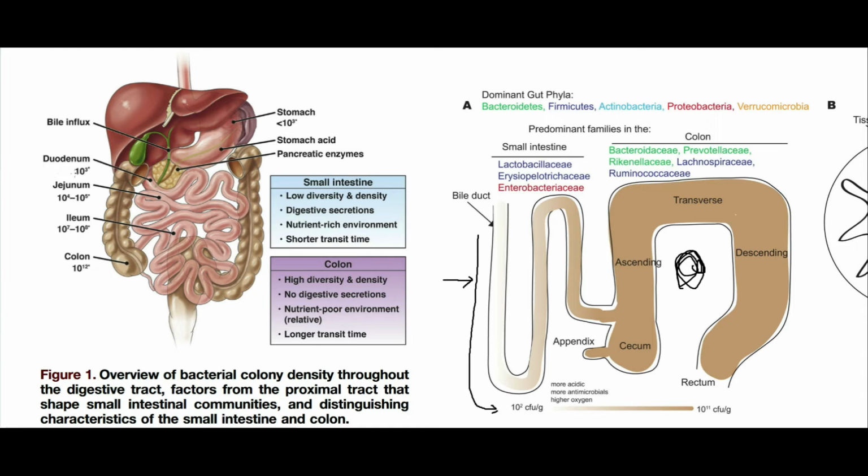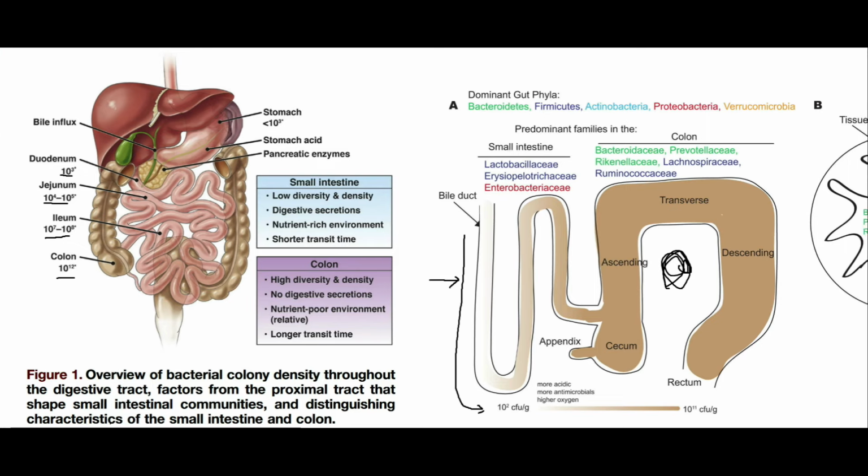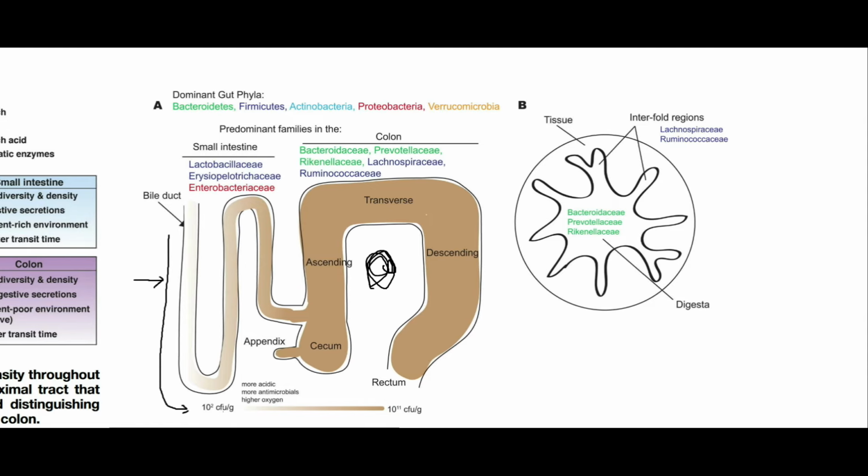So the duodenum is on the order of 10 to the 3, the jejunum 10 to the 4 to 10 to the 5, the ileum 10 to the 7 to 10 to the 8, and the colon is up to 10 to the 12. And so the small intestine has less bacteria, but also as you go through it, it does get more and more as you make your way from the duodenum to the jejunum to the ileum through the small intestine.